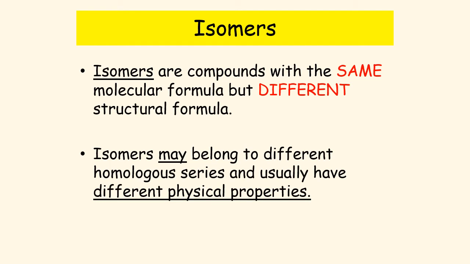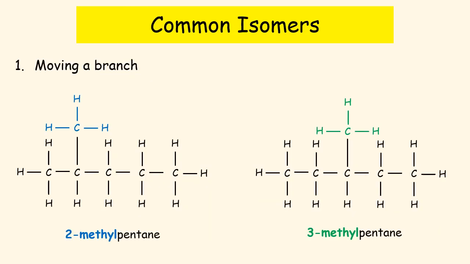And isomers may be part of the same homologous series, but they are often parts of different homologous series. And isomers always have different physical properties from one another. So that means things like melting and boiling points and their ability to dissolve. So we're going to look at the different types of common isomers.